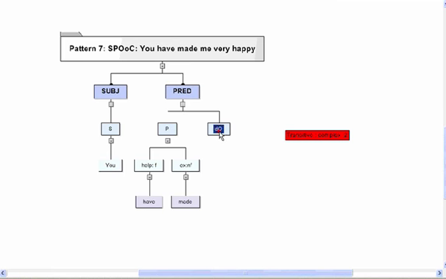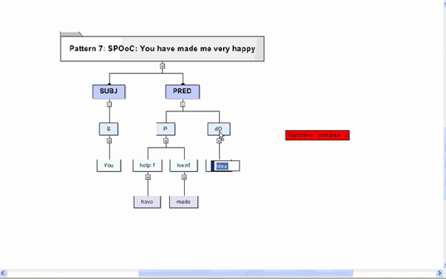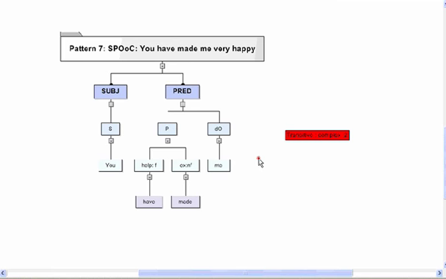"You have made me," and the direct object is "me." But you can't stop there in this sentence. If you had said "you have made me," you'd be waiting for something else to be said. So we have two words which we have not accounted for. "You have made me."